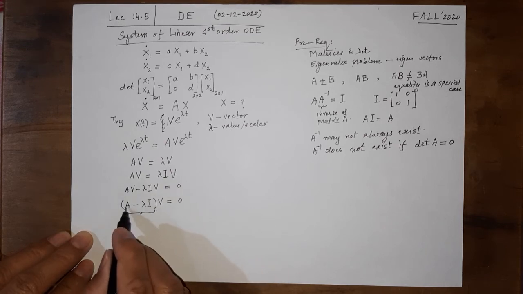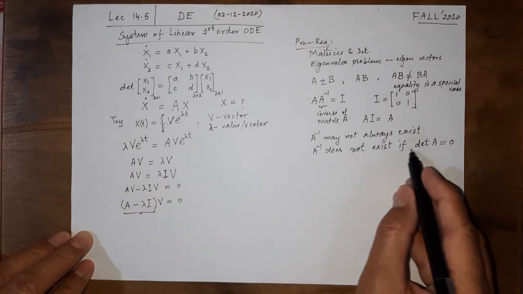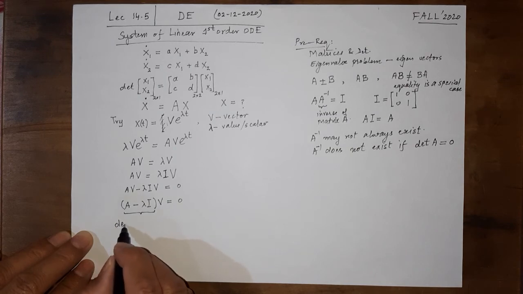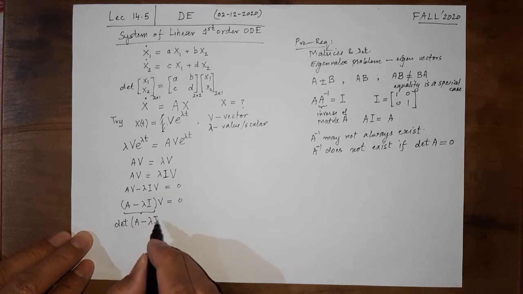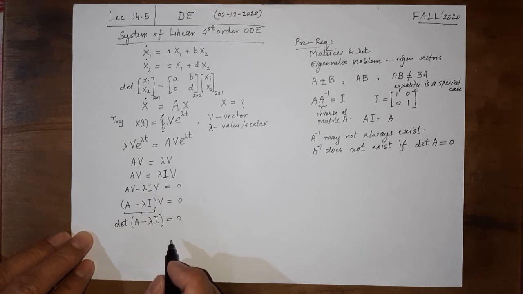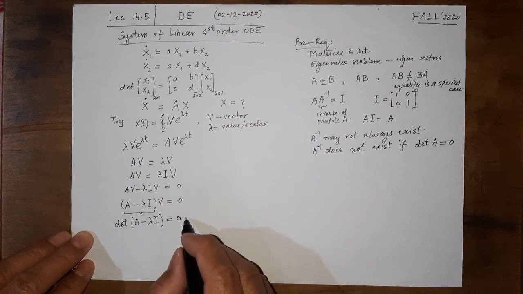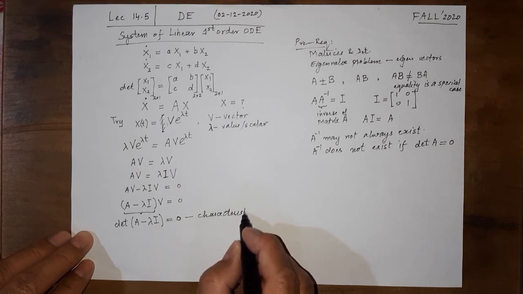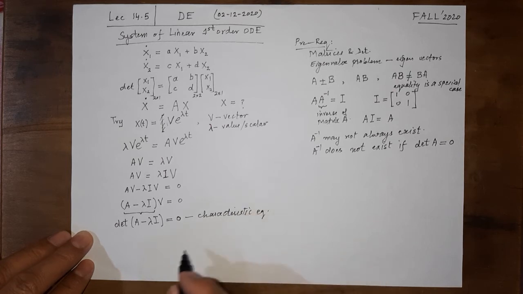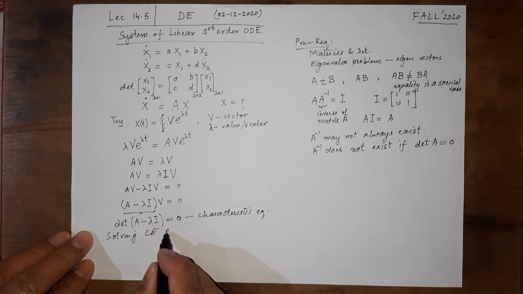So how would this matrix not have an inverse? Therefore the determinant of A minus lambda I should be equal to 0 if we don't want this V to be 0. So this is the characteristic equation, and solving this characteristic equation gives values of lambda.